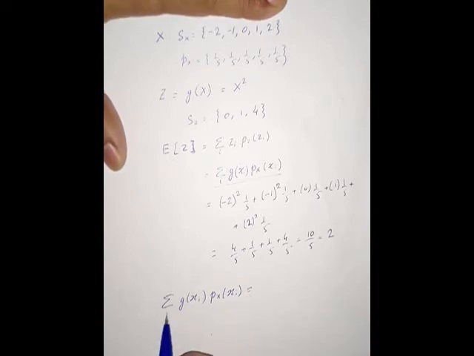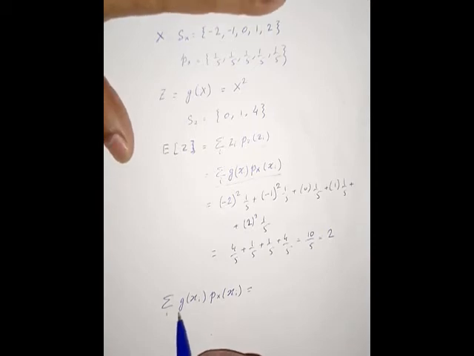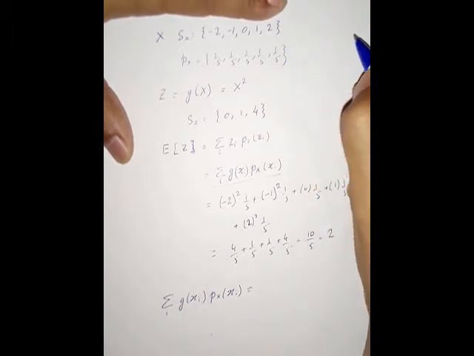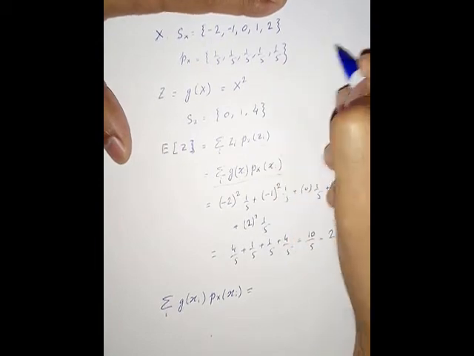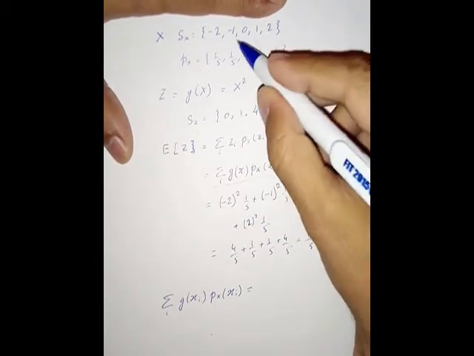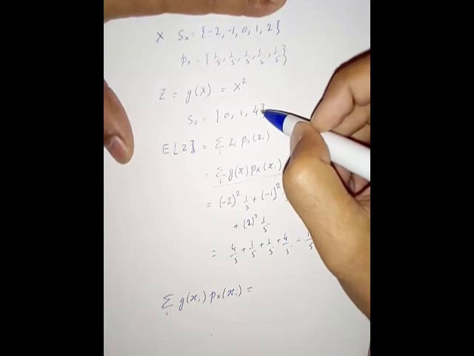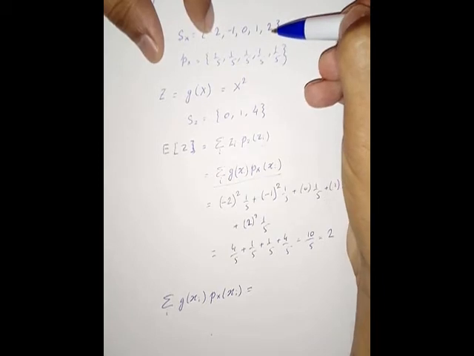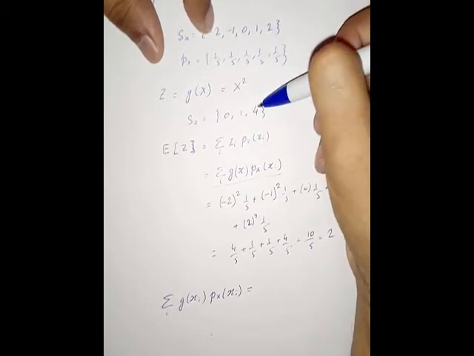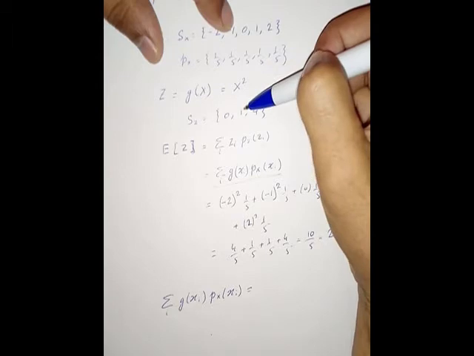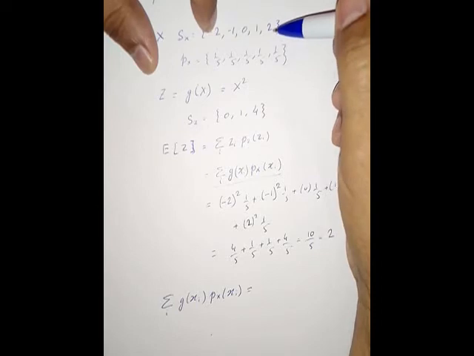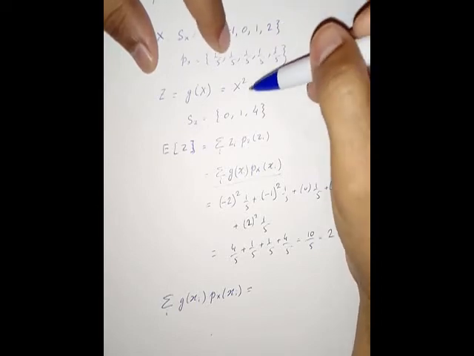This summation can be divided into two summations, because in our case the relationship is such that multiple values of x produce a single value of z. Here you can see -2 and 2 both produce 4. Similarly, -1 and 1 both produce 1, and 0 produces only 0. So there can be multiple values of x that produce a single value of z.